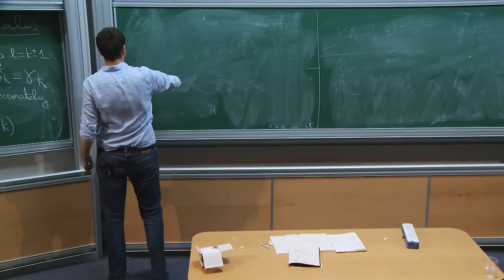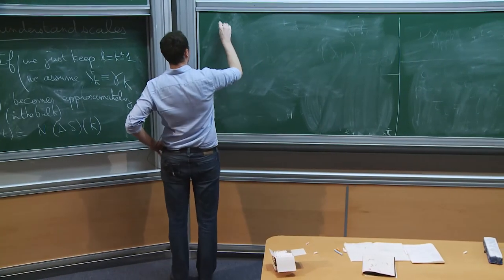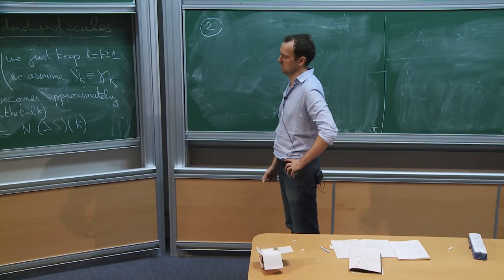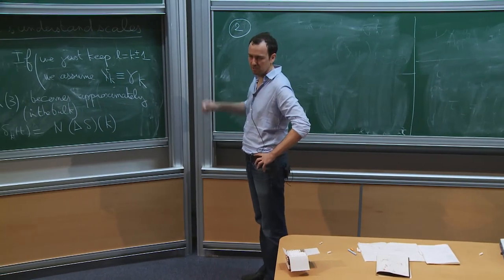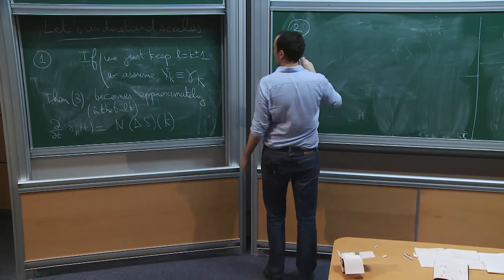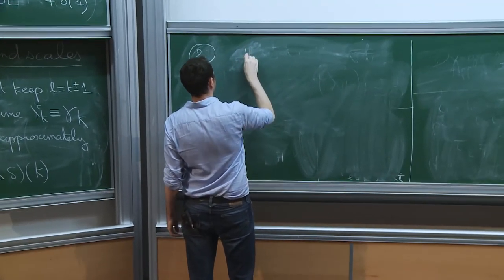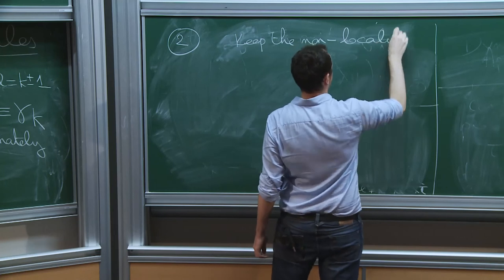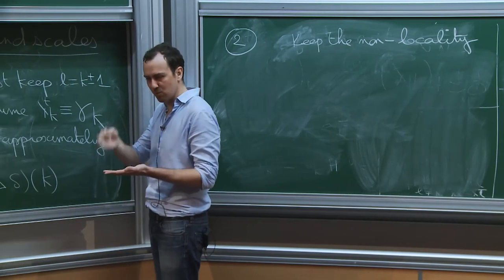Okay, so here I gave you the first step, but let's try to go to another level of rigor. Let's assume now it's not local. Let's skip the non-locality, but let's still assume that we stick to the typical location. Keep the non-locality. And for simplicity, let's say that gamma k is just k over n. You have a picket fence type of.